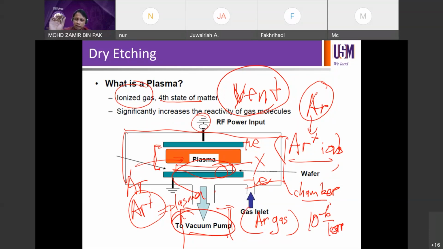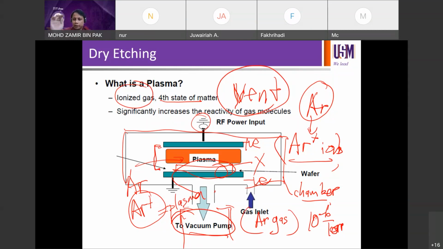Kalau you nak generate plasma dalam keadaan atmospheric pressure, it's possible, but then it's very, very difficult. You have to evacuate the chamber first. So at 10 minus 5 or 10 minus 6 torr, then the argon gas comes in, and you supply the input, and then plasma will be generated. And that is the point where you get to see the plasma in different colors. Purple or different color depending on the gas that you use to generate plasma.